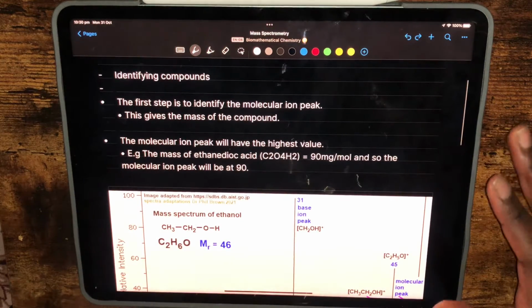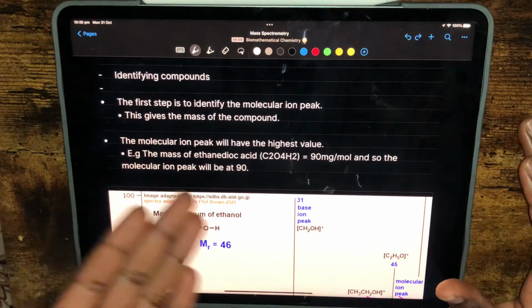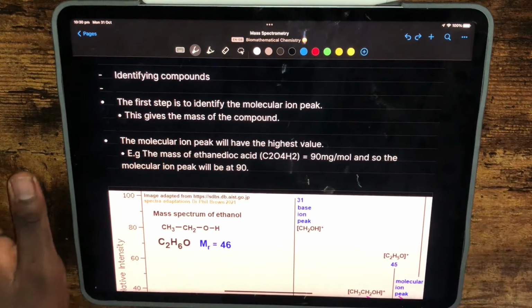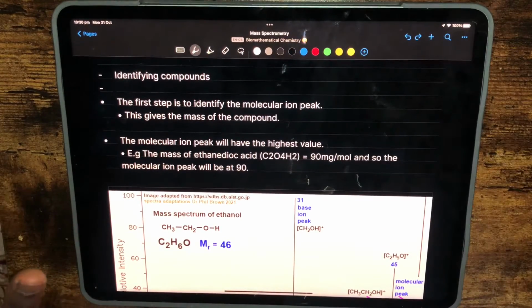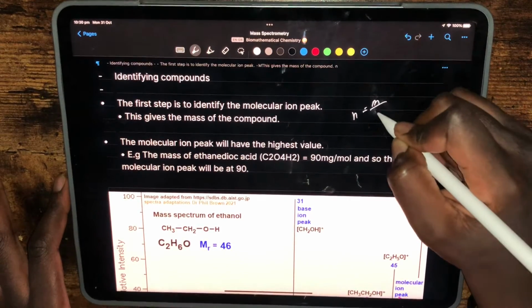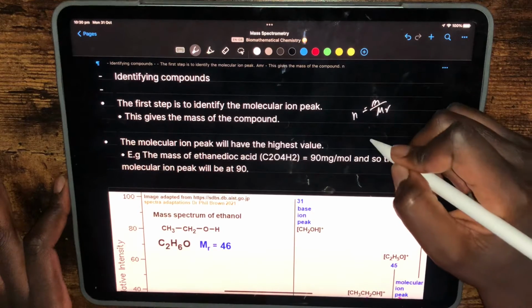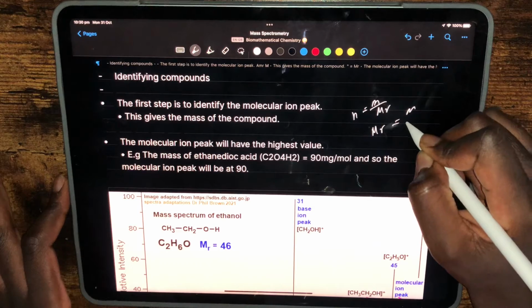Another example, the molecular ion peak will have the highest value. So, for example, the mass of ethanedioic acid, that's the formula for it there, has an MR of 90 grams per mole. The reason it's 90 is because moles is equal to mass over the MR. And if we want to know what the MR is, it's just the mass over the moles.